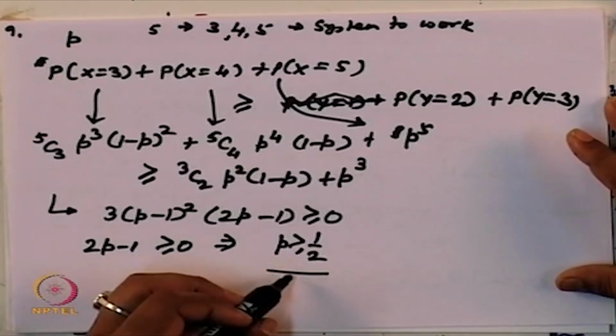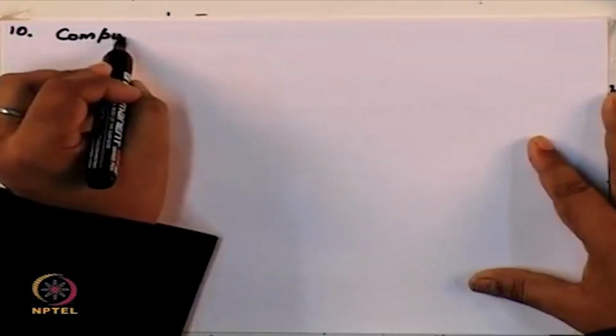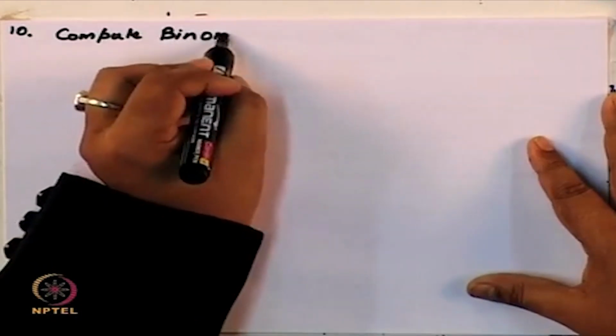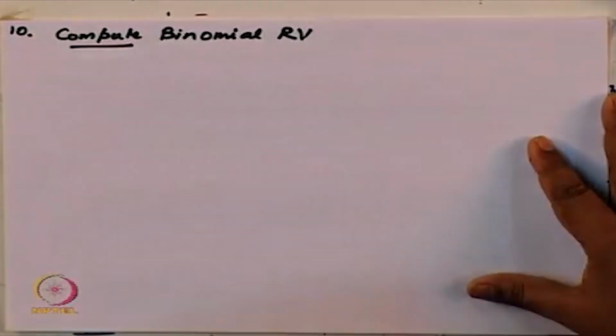Your probability has to be greater or equal to half for a 5 component system to be more successful than a 3 component system. Okay. So, one last thing I will introduce today is how to compute a binomial random variable. Okay. Compute means in a computer.